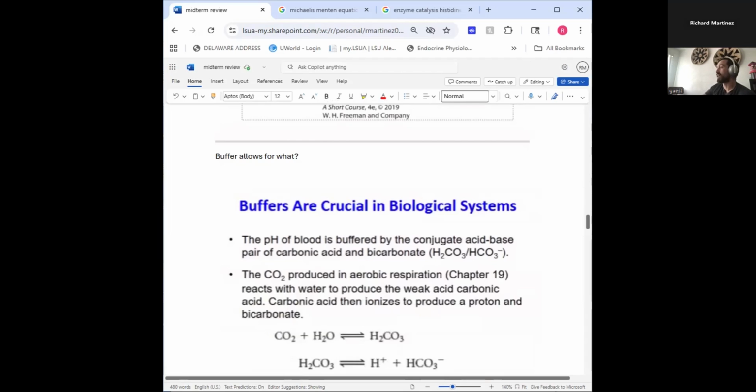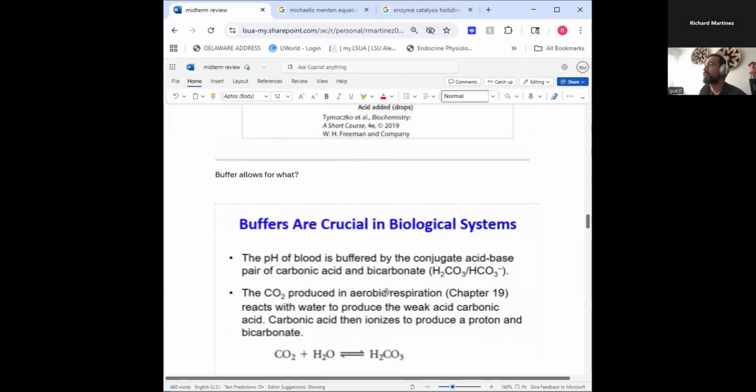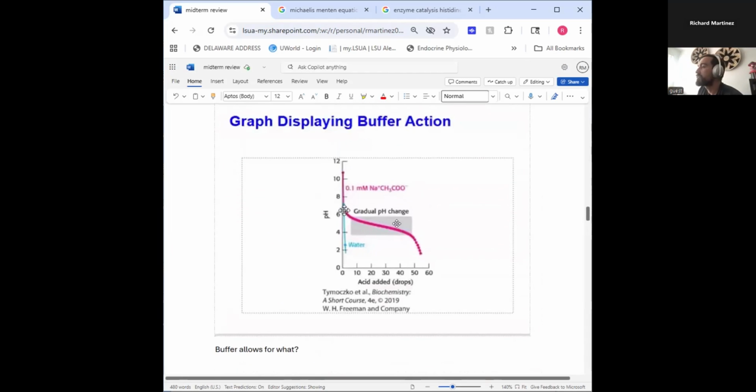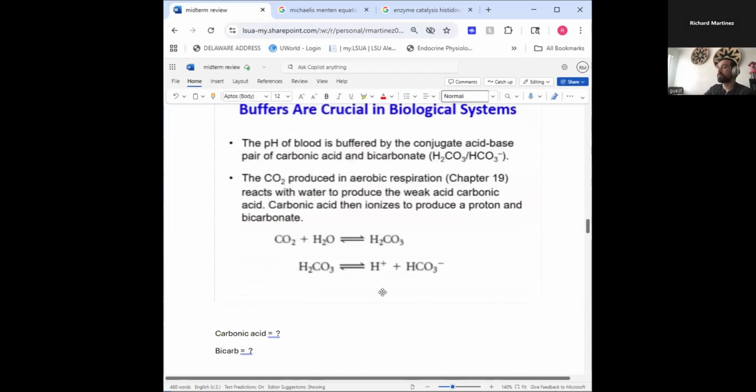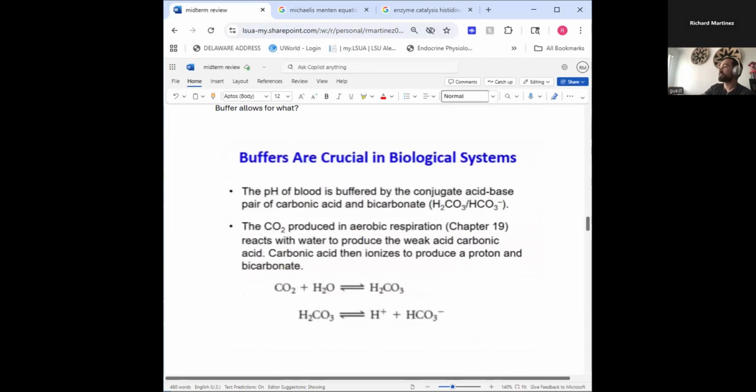So then we can have weak acids. Before we jump into this, we have weak acid base pairs. You could think that as you add a proton or an OH group, it can stabilize the pH. If we add more here, it's going to make sure that it changes very slowly. Buffers are crucial in biological systems. We're looking at the pH of blood, which I was explaining a moment ago. You'll see the conjugate acid base pair of carbonic acid and bicarbonate. I would definitely learn these: H2CO3, HCO3 minus. I would throw those in the bank.